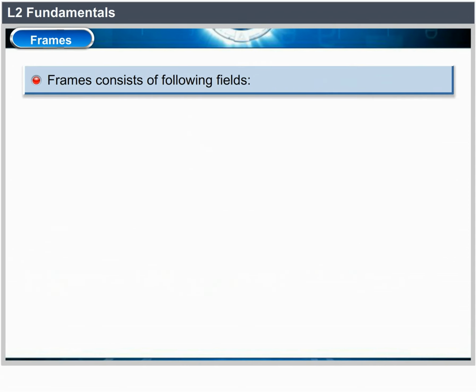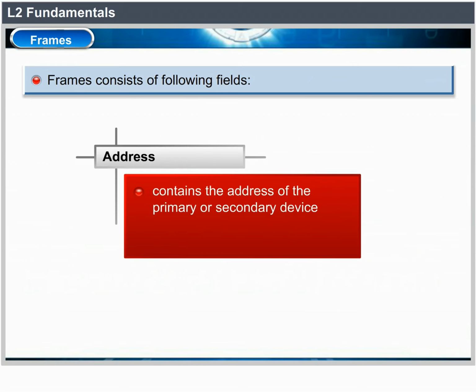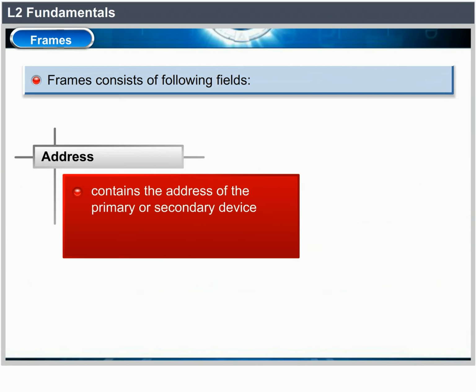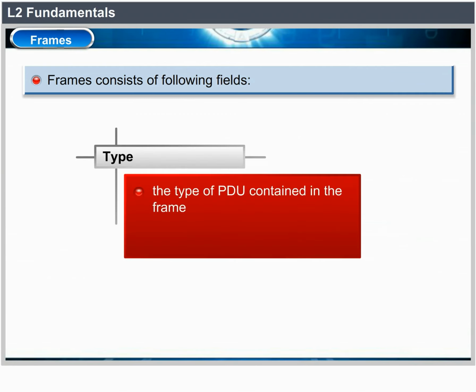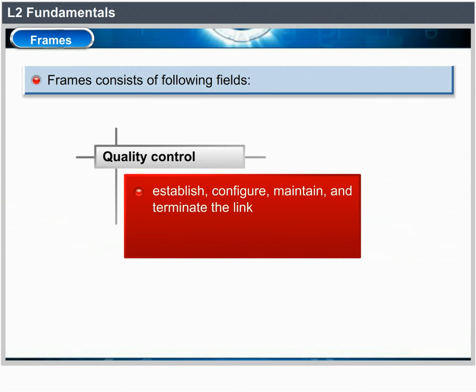Frames consist of the following fields. Frame start and stop, that is, signal the beginning and end limits of a frame. Address, that contains the address of the primary or secondary device. Type, the type of PDU contained in the frame. Quality control, to establish, configure, maintain and terminate the link.